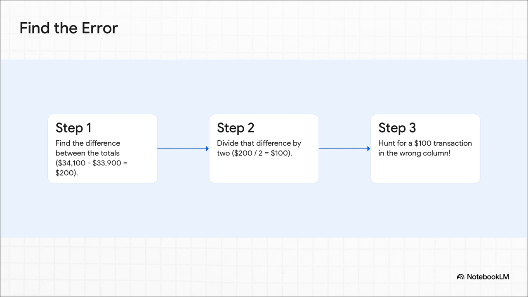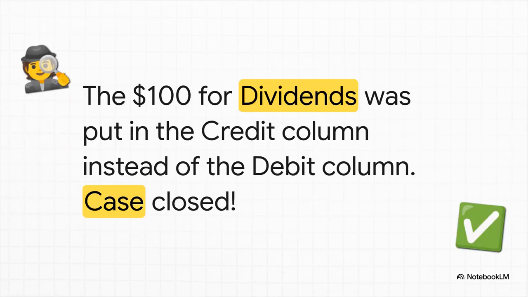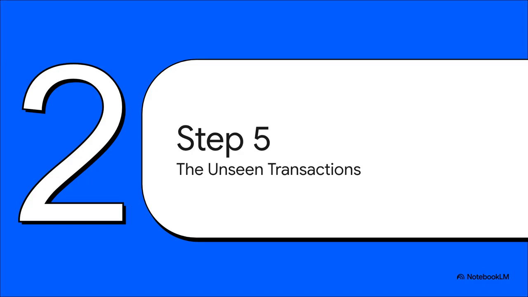Somewhere, there's a $100 transaction in the wrong column. And found it. You see that? The $100 for dividends was accidentally put in the credit column. It's supposed to be a debit. As soon as we move it, bam, the columns balance. Case closed. This is a perfect example of why the trial balance is such an awesome first checkpoint. So, our seesaw is level. That's great. But are we done?